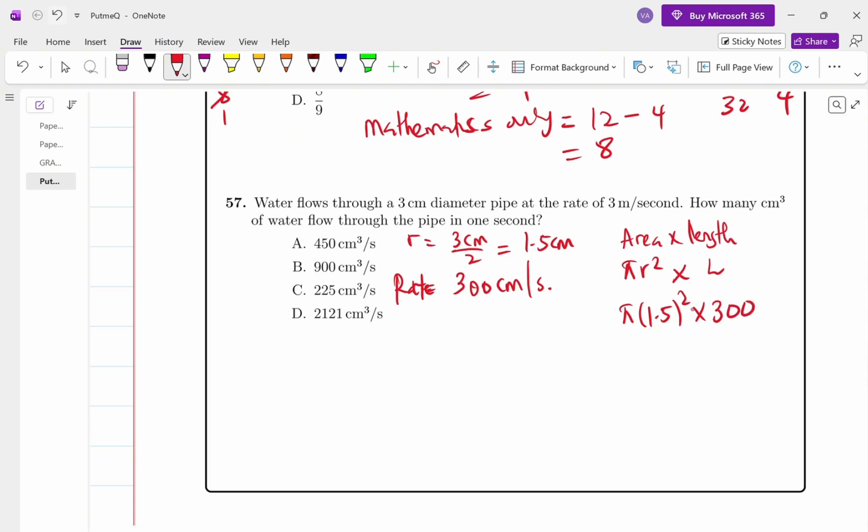Okay, so when we do this, 1.5 squared is 2.25. And then times 300 is 675. So this is 675 pi. Now this value would give us 2120.57, and of course, it's approximated to 2121 centimeter cube per second. So that's what the answer is going to become. That's question 57. Next one.